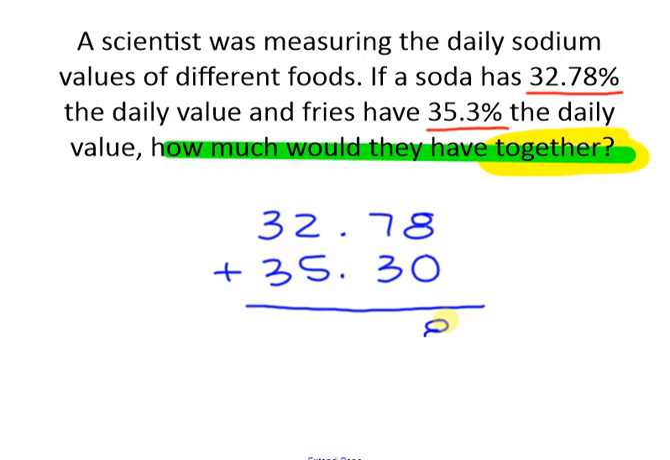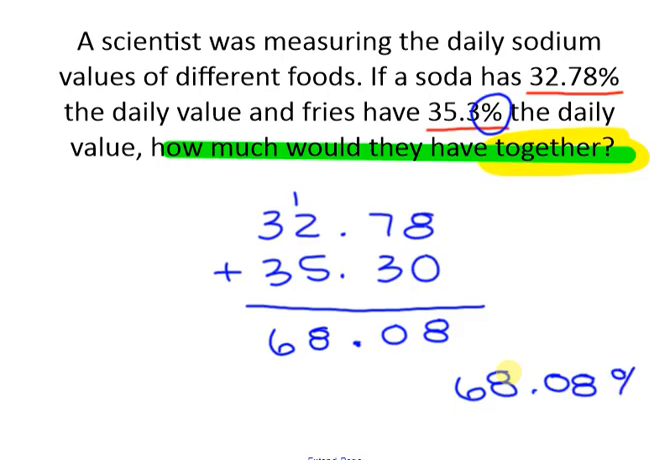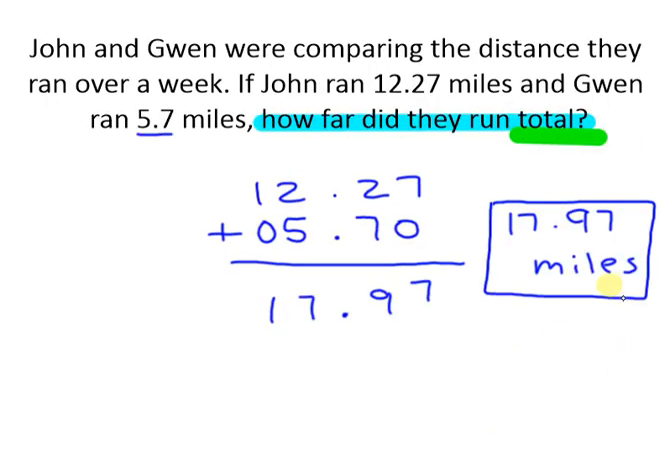8 plus 0 is 8. 3 plus 7 is 10. Make sure you carry the 1. Bring down your decimal. 2 plus 5 is 7, plus 1 is 8. 3 plus 3 is 6. Now, in your answer, you're going to answer it with the units of measure, which in this case is percent. 68.08%. And that's it.